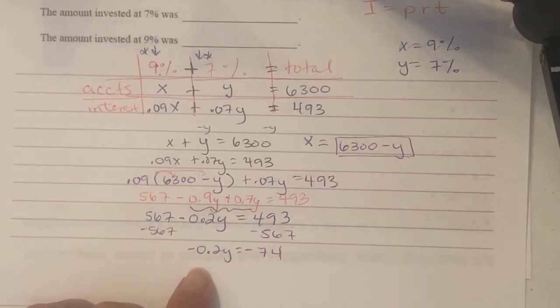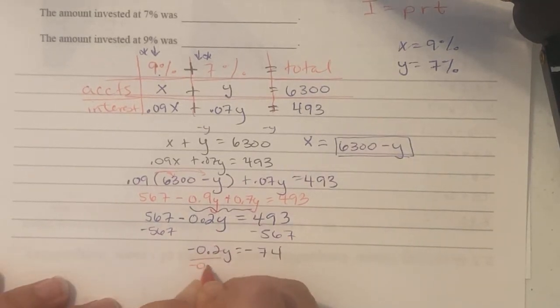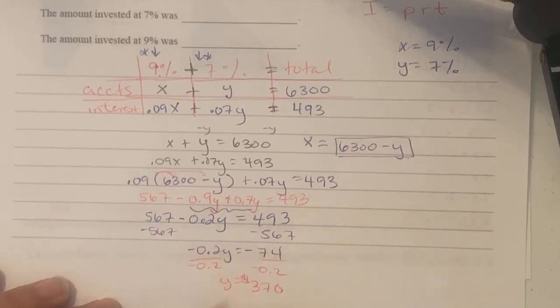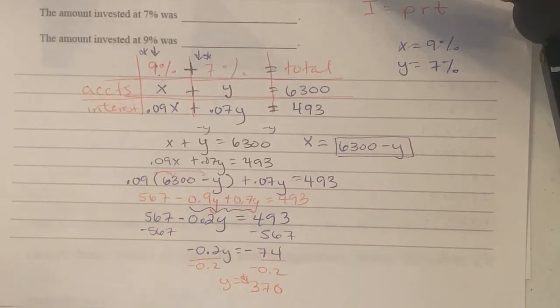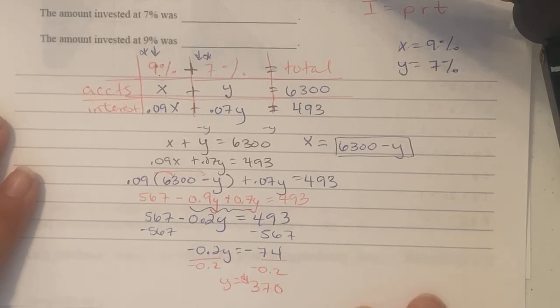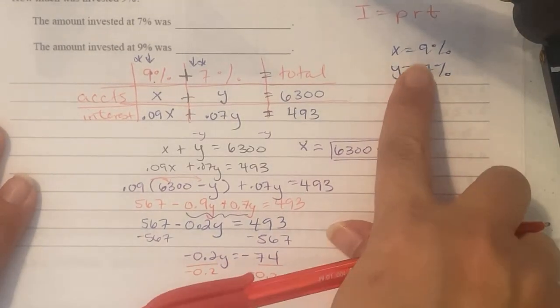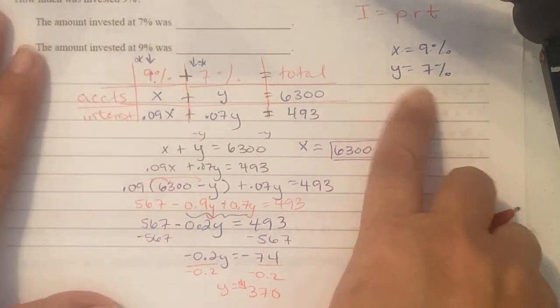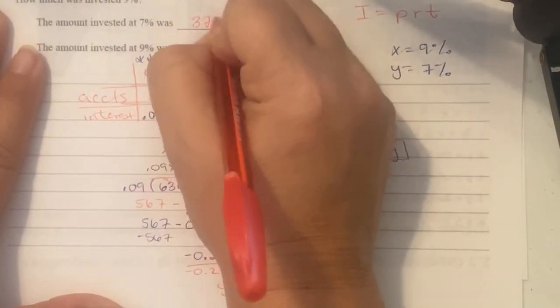It's okay because we have a negative equaling a negative. When you divide both sides by that negative, it turns positive. So y is equal to 370. We invested $370 at the y value. The y value was the 7%. So 7% was 370.